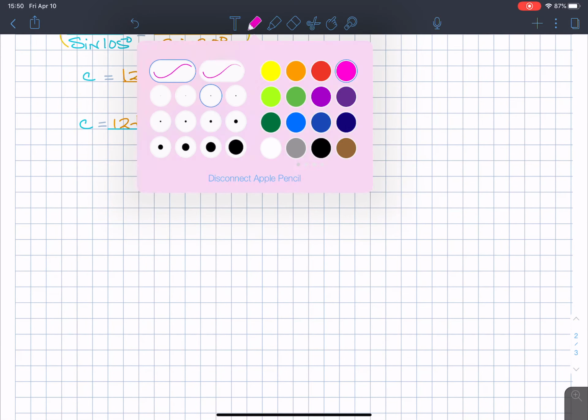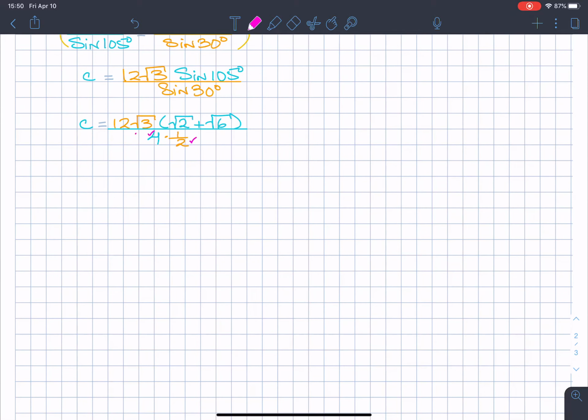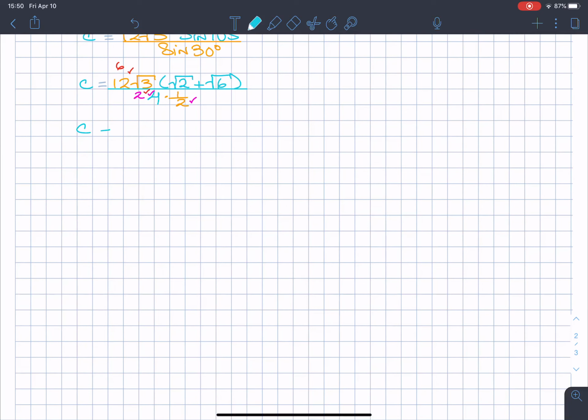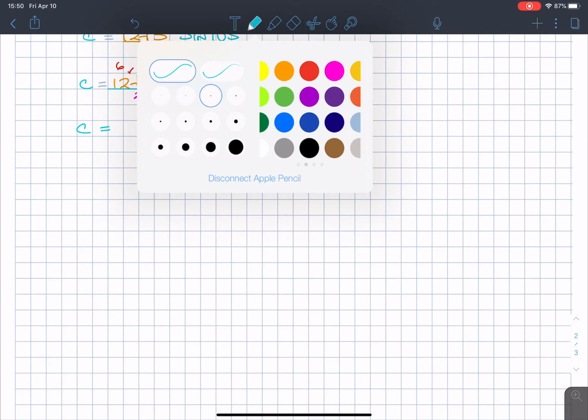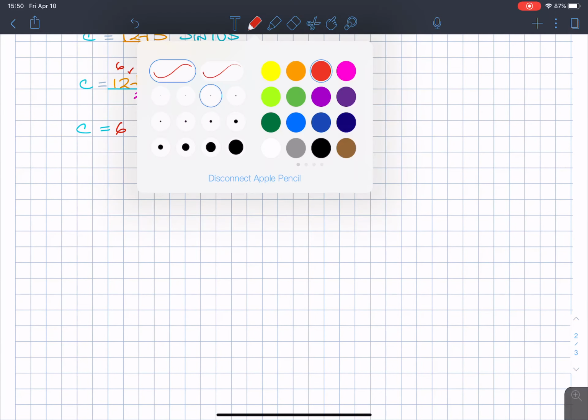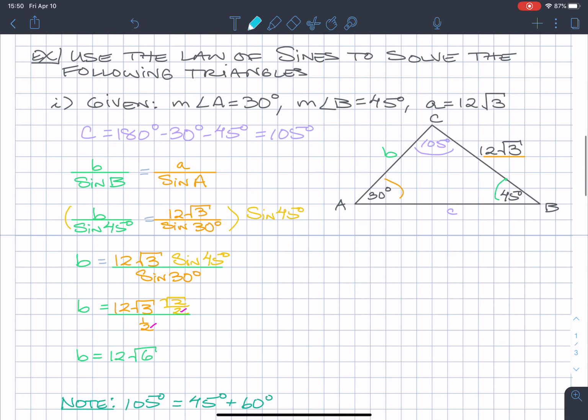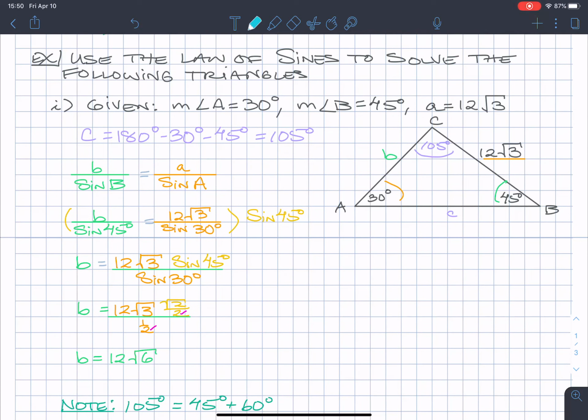Okay, so in the denominator, 2 goes into 4 twice. And then bringing that into the numerator, 2 goes into 12 6 times. So we get that little side C is equal to 6 square root of 3 times the quantity square root of 2 plus the square root of 6, and you can just leave it like that. So now we've solved for all 3 sides of this triangle and all 3 angles.